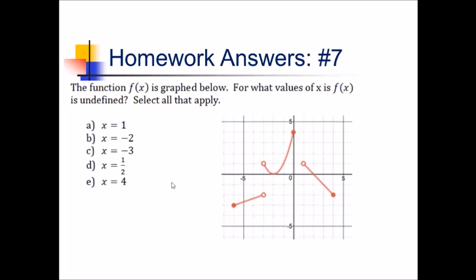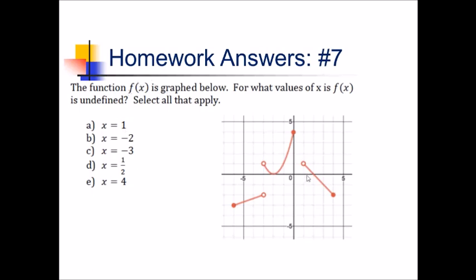For number 8, they're giving us this piecewise function, and they want to know what x values make this undefined. And we get to select all that apply, so it might be more than one of these. So to see where it's undefined, well, let's just talk about what it means to be defined. An x value is defined on here if there is either a solid dot or a solid line at that x value. So let's just go through and see where that breaks down for each of these.